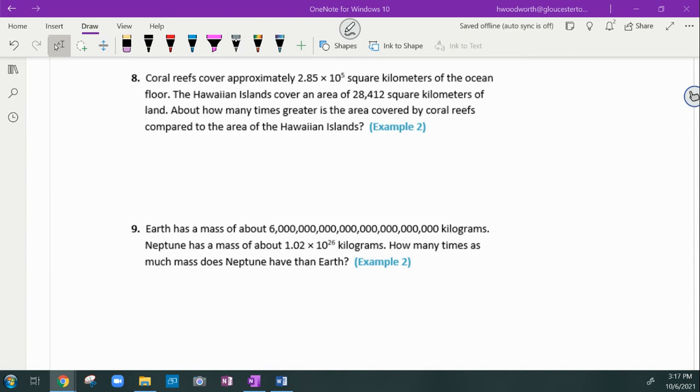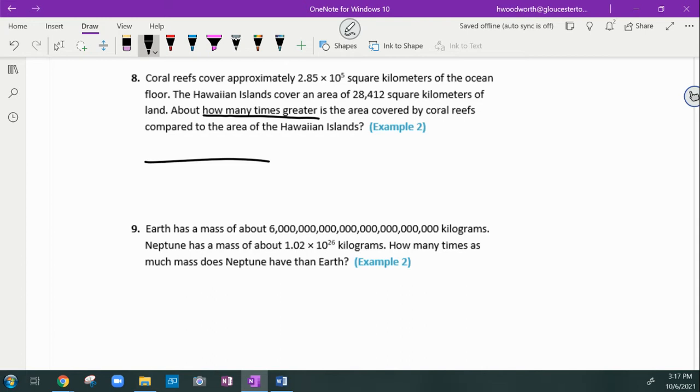All right, you've already read through this. It says about how many times greater right there, so I know I have a division problem. Yes, it says the word area, but it's not talking about just finding the area of something using its length and width. It's comparing two areas, and it's asking you how many times greater. So, which one's bigger? That's the one that goes on top of these problems.